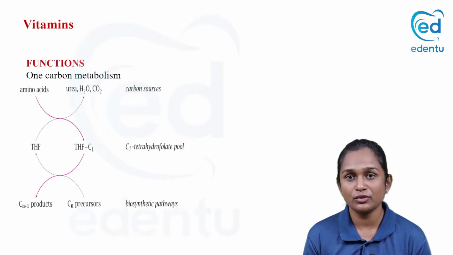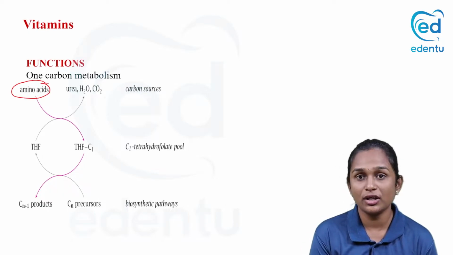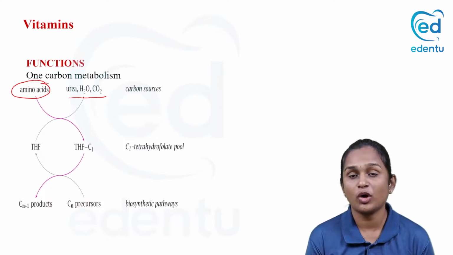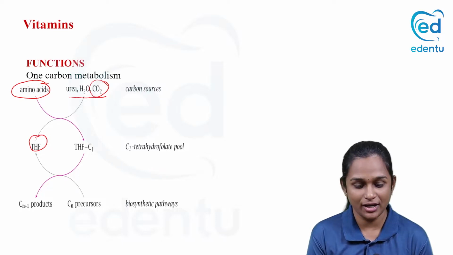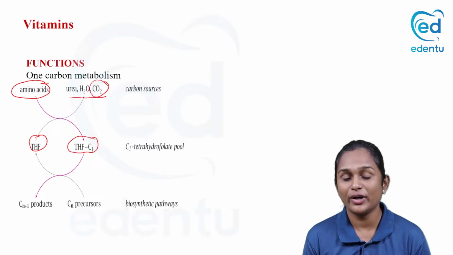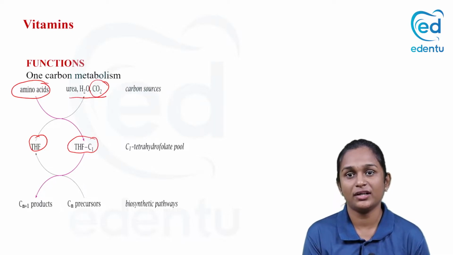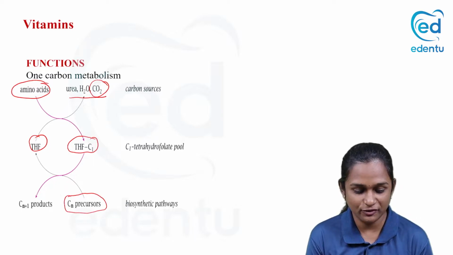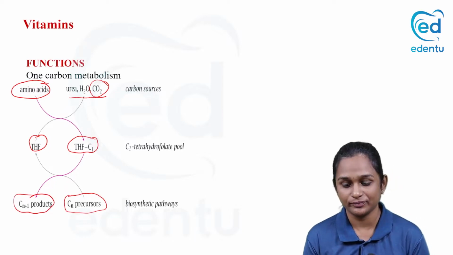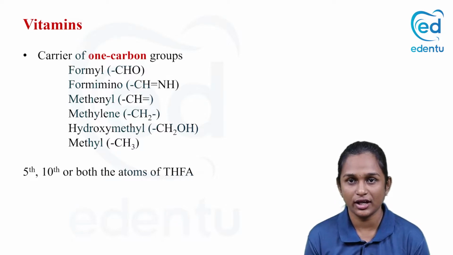So it has a major role in 1-carbon metabolism. What is the role? When amino acids are broken down, they form urea, water and carbon dioxide, and that is taken up by tetrahydrofolate and it forms C1 tetrahydrofolate. In the biosynthetic pathway, wherever required, this carbon is donated. So this Cn precursor forms Cn plus 1 product. In which form can this carbon be transferred with the help of THFA, tetrahydrofolate?